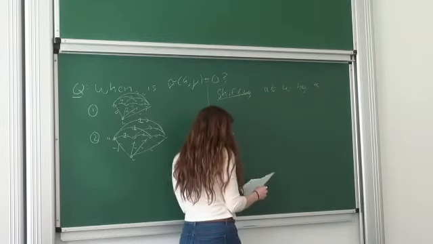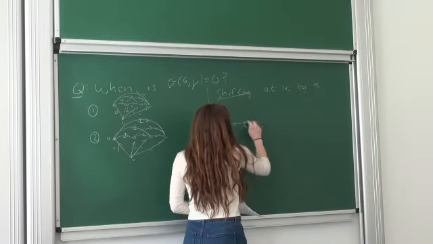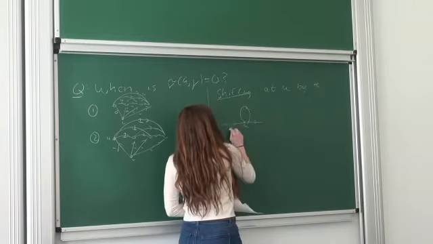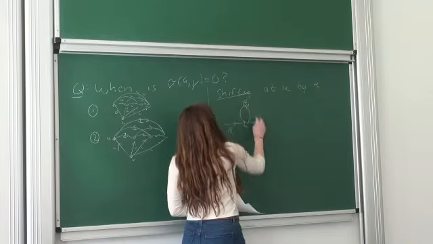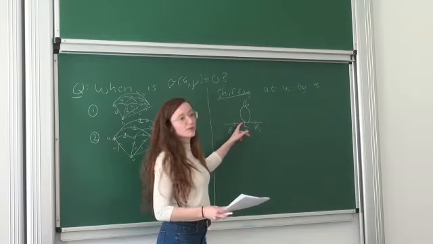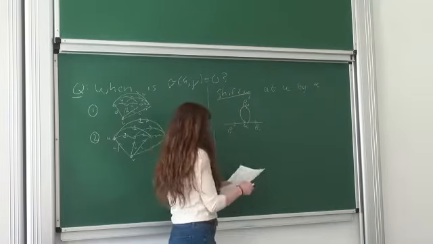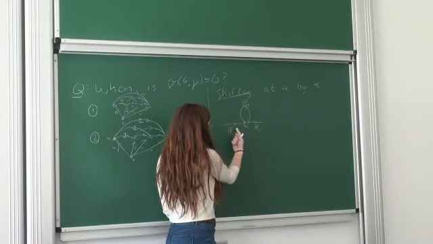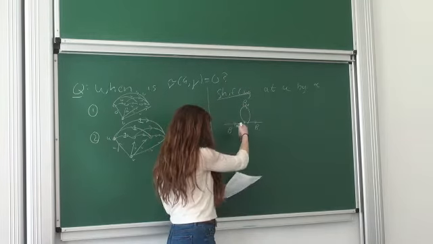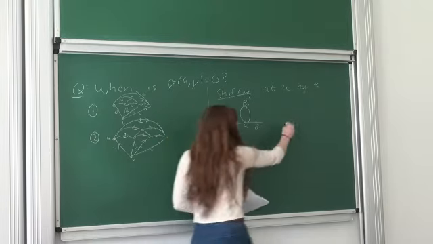So shifting at U by alpha is the following. I'll say what it does to arcs going into U, and loops, and arcs going out of U. So for each arc going into U, I'm going to subtract alpha from the right-hand side.